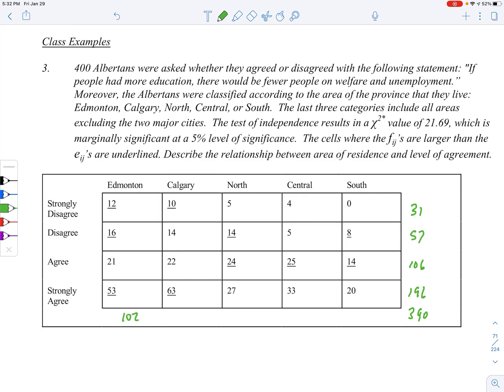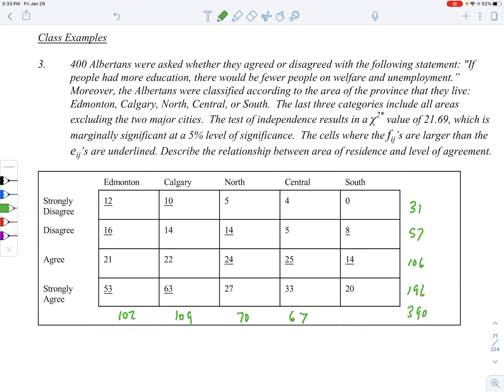We have 102 in Edmonton, 109 in Calgary, 70 in the North, 62, is that a 2 or a 7? I think it's 67. And then we've got 42 here. And 8, 9, yeah, it is a 7. Okay, so that's what we've got here.